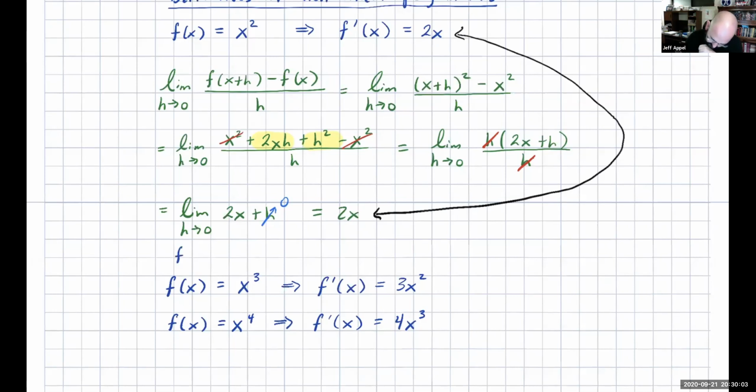All right, so we had f of x equals x squared, and I told you that the derivative was going to be 2x. And then for x cubed, we get 3x squared. For x to the 4th, we get 4x cubed. You start to see the pattern. Maybe if I throw this here.